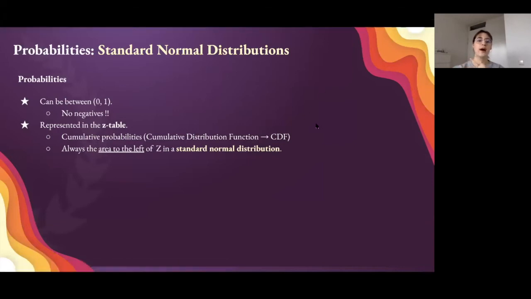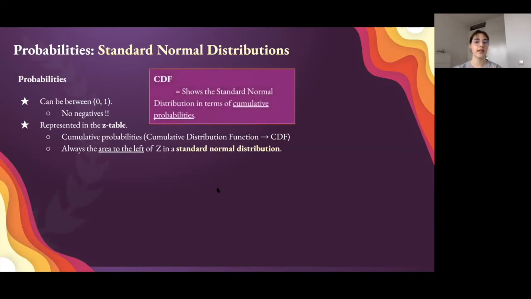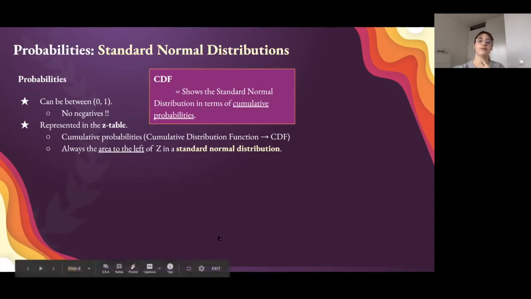So let's start out with just probabilities of these standard normal distributions. These probabilities can be between 0 and 1. We obviously can't have a negative probability, and there can't be a 120% chance of something happening, only 0 to 1. So these probabilities are represented in the z-table, and these are cumulative probabilities. This is based on the cumulative distribution function, or CDF, and this basically shows the standard normal distribution in terms of cumulative probabilities.